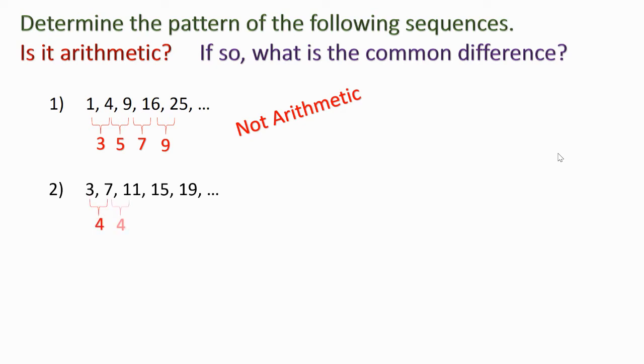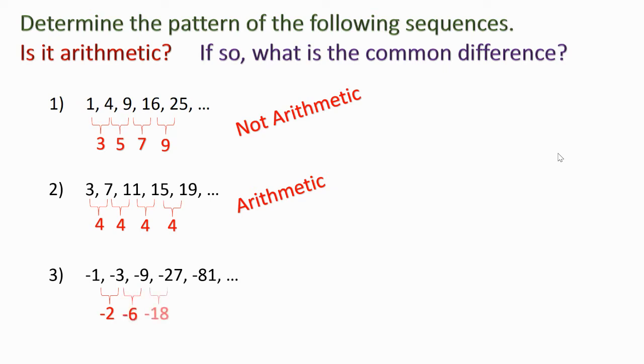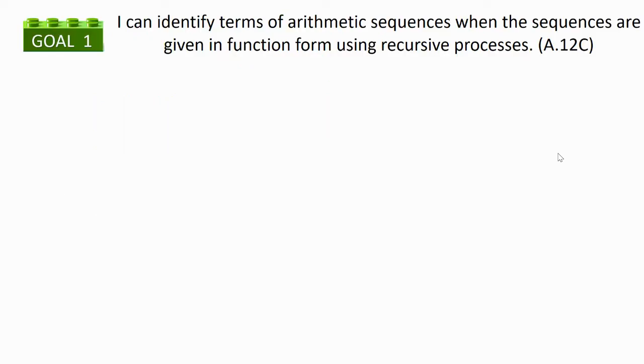Okay, this time we added 4, added 4, added 4, added 4. Is this arithmetic? It is, because we have a common difference of 4. All right, now negatives are going to play a part. So -1, how did I get to -3? I subtracted 2. Then I subtracted 6 and 18 and 54. Is that arithmetic? It is not. It's not a common difference. So not arithmetic.